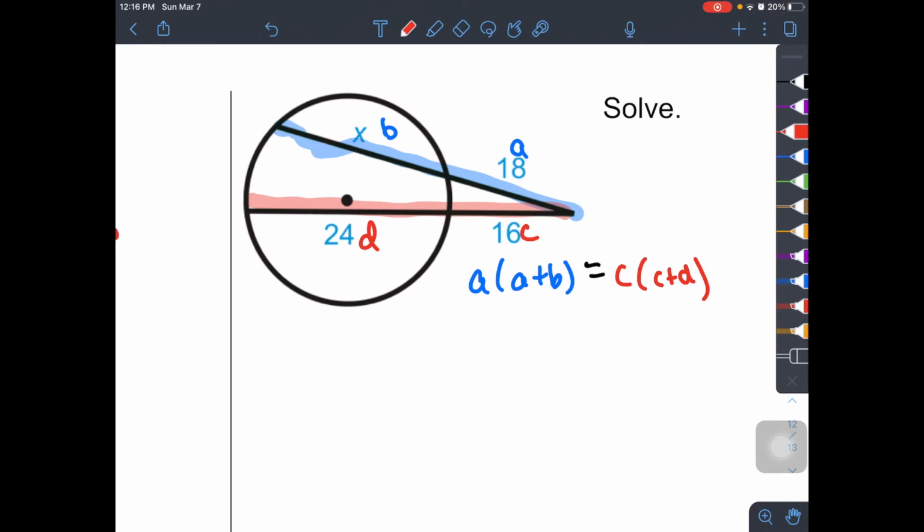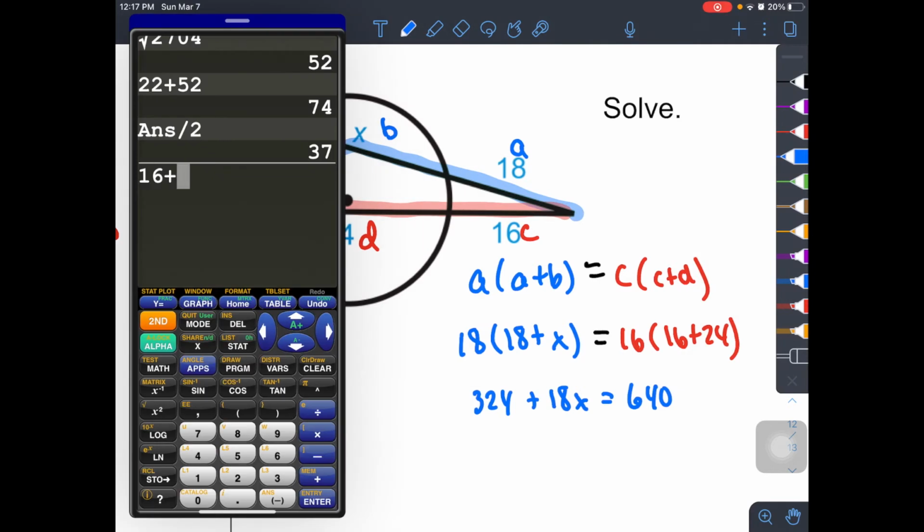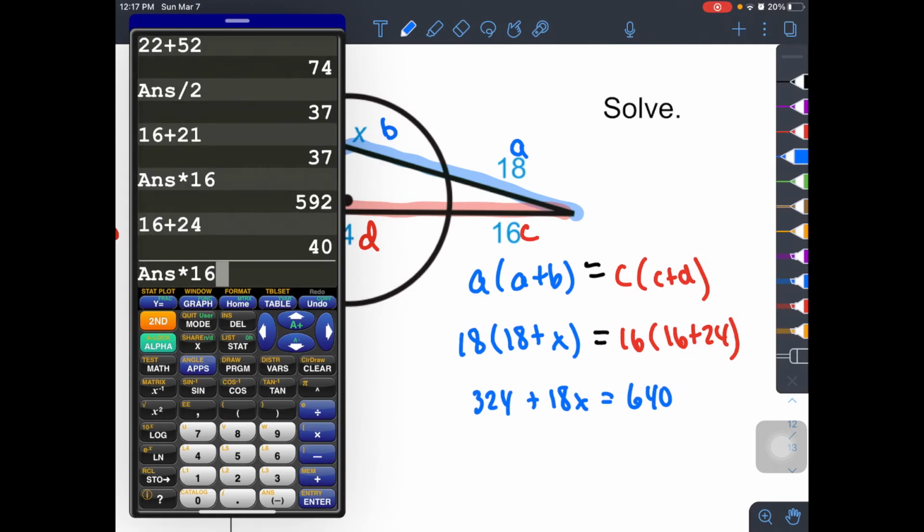Now, substitute what we know. 18 times (18 plus X) equals 16 times (16 plus 24). All right, continue to solve this one. We're trying to get what X is. 18 times 18 is 324. And then subtract 324.